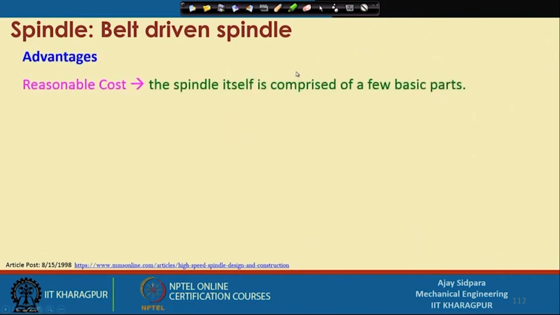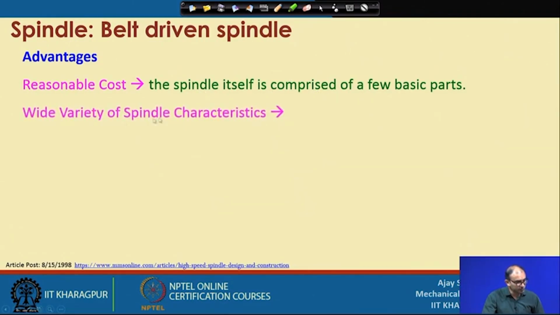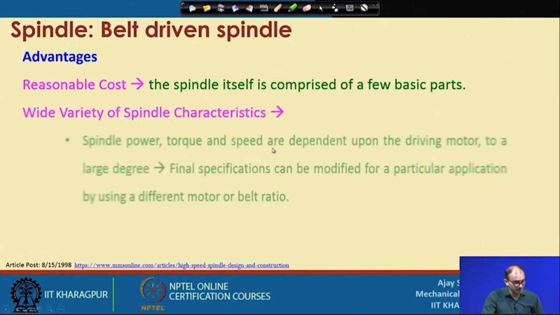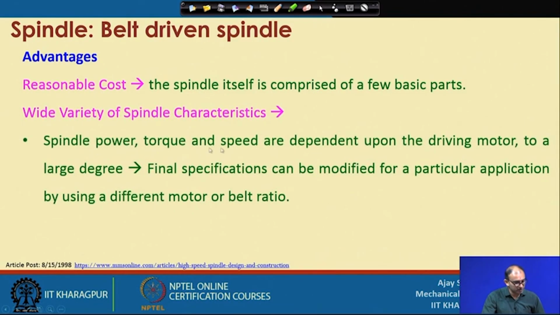So, what are the advantages? Cost is reasonable, that is obvious, because the spindle itself is comprised of very few basic parts. A wide variety of spindle characteristics are available, because spindle power, torque, and speed are dependent on the driving motor to a large degree. So, you have a large variety of driving motors, so that is not an issue. The final specification can be modified for a particular application by using a different motor or the belt ratio.